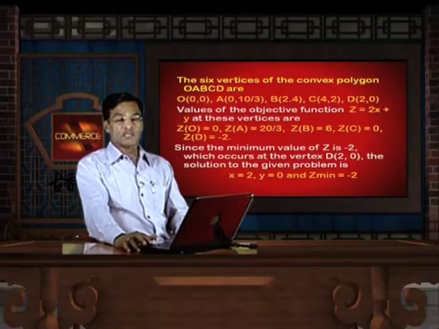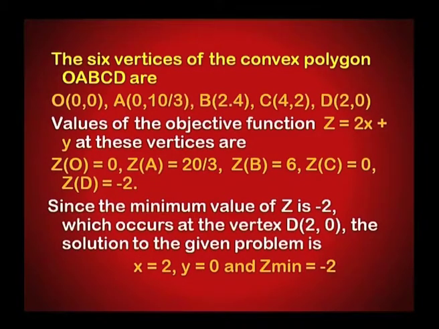The vertices of the convex polygon OABCD are O (0, 0), A (0, 10/3), B (2, 4), C (4, 2), D (2, 0). The value of the objective function z equals minus x plus 2y at these vertices: z at O is 0, z at A is 20/3, z at B is 6, z at C is 0, z at D is minus 2. Since the minimum value of z is minus 2, which occurs at the vertex D (2, 0), the solution of the given problem is x equals 2, y equals 0 and z minimum is minus 2.